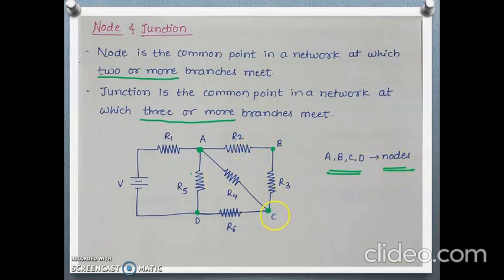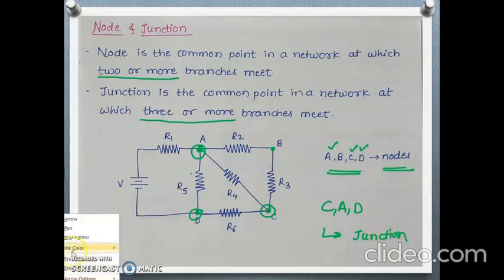See here, C, A and D points are also called junctions because there at least three branches are meeting. This is the meeting point for three or more branches. Okay, so A, B, C, D are the nodes, and within that A, C and D are the junctions.